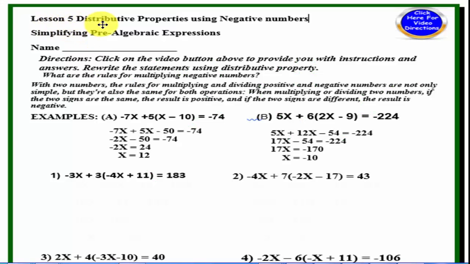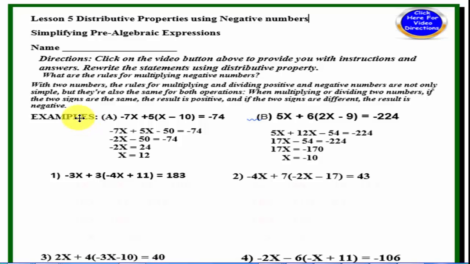You're looking at Lesson 5, Distributive Properties Using Negative Numbers, Simplifying Pre-Algebraic Expressions. Now remember the rule, right? With two numbers, the rules for multiplying and dividing positive and negative numbers are not only simple, but they're also the same for both operations. When multiplying or dividing two numbers, if the two signs are the same, the result is positive. So negative times a negative is a positive, okay? And if the two signs are different, the result is negative. Negative times a positive is a negative.